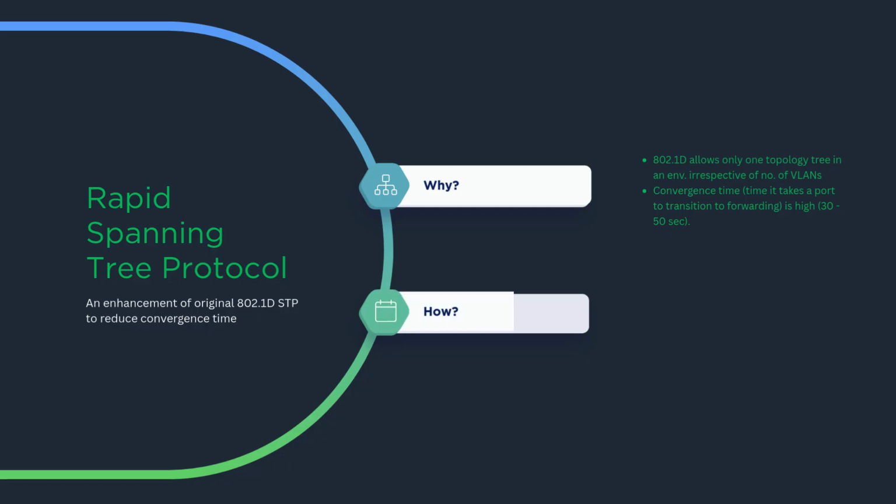It supports multiple topology instances per VLAN, giving you much more flexibility in your network design. And here's the game changer. Convergence is reduced to less than 10 seconds. That's a massive improvement that can prevent significant downtime in production environments.